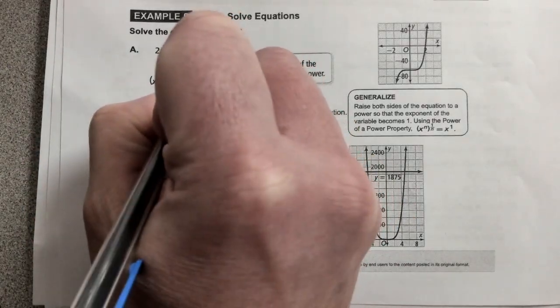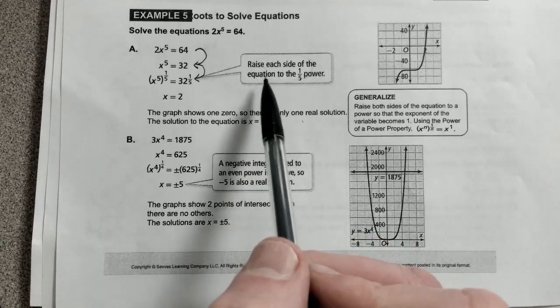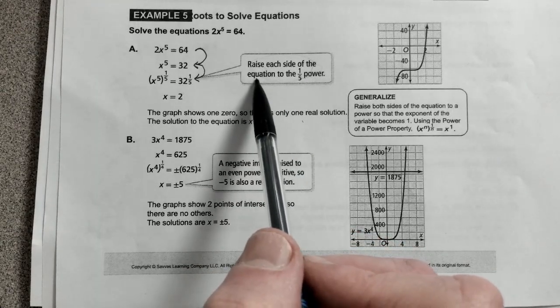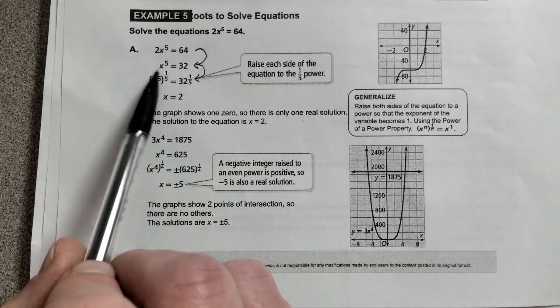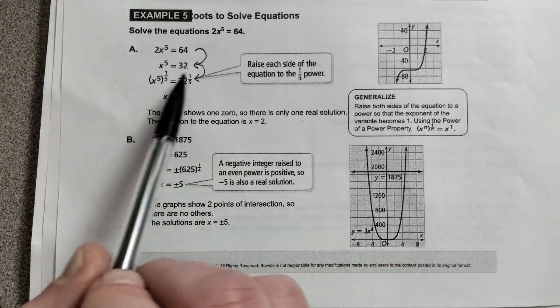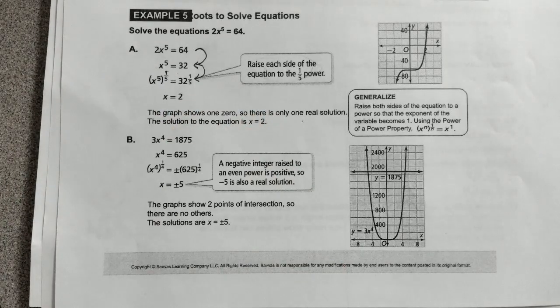Blaine, what did they do from step 2 to step 3? Read that box right there. They raise each side of the equation to the power of 1/5. Yeah, that's exactly right. Both sides now have the 1/5 power. Really good job. And 5 raised to the 1/5.